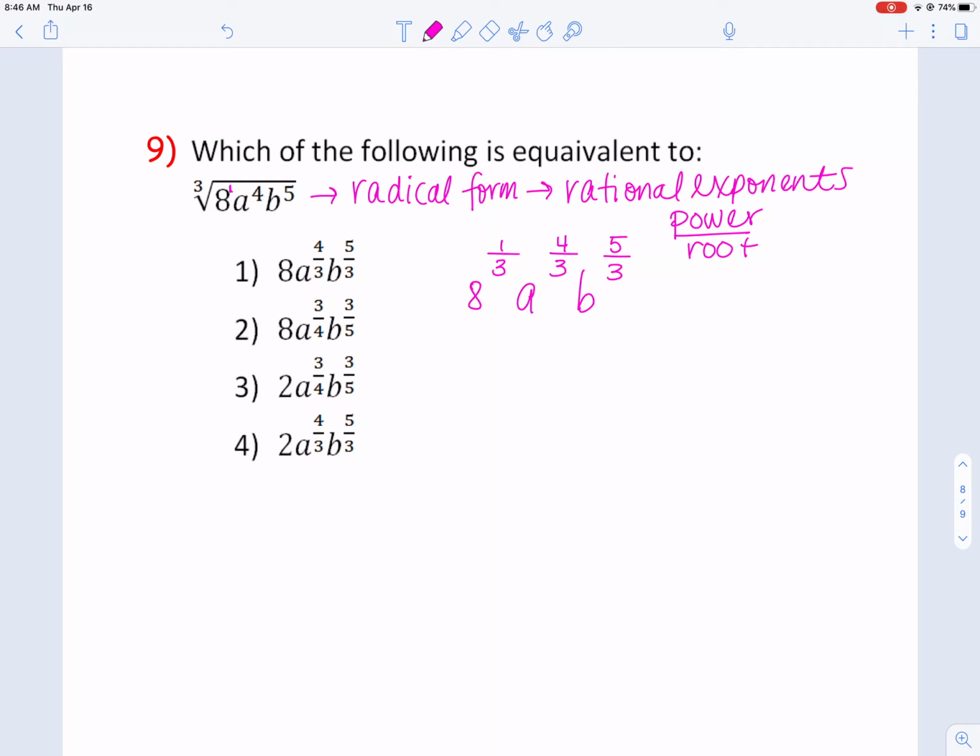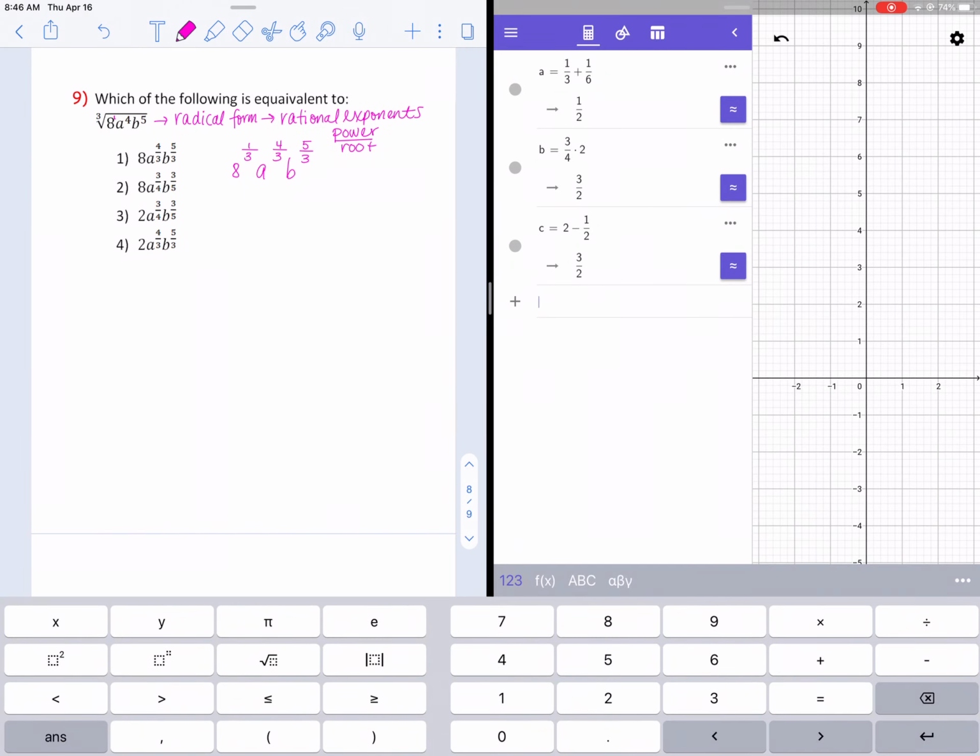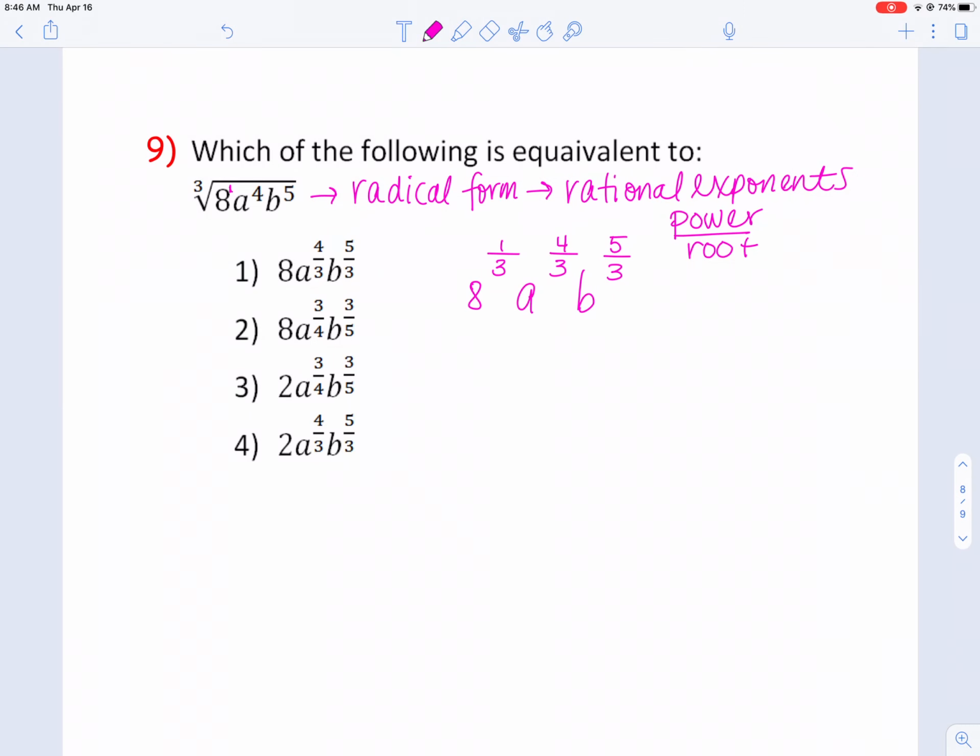Now, if you look at this, 8 to the 1/3, 8 to the 4/3, I'm just going to go here and show you that 8 to the 1/3 power, look what you get, 2. And it makes sense because it's the cube root of 8. So it's 2, a to the 4/3, and b to the 5/3.